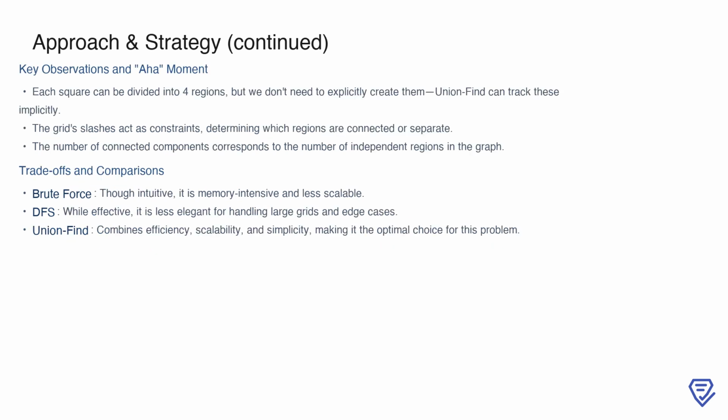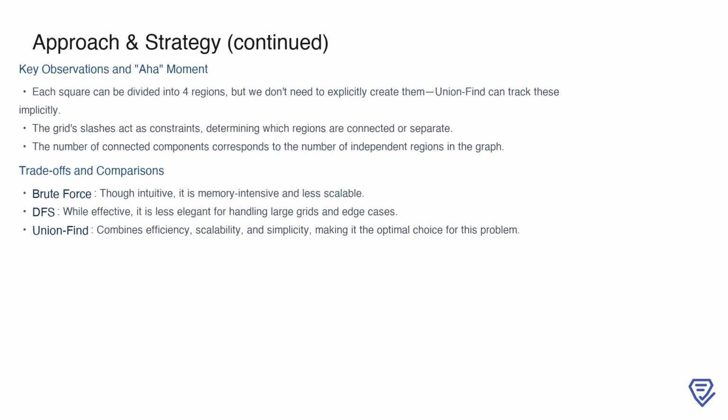The chosen strategy leverages the optimized union-find approach without explicit subdivision, as it strikes the right balance between efficiency and simplicity. One key insight is recognizing that while each square cell can theoretically be divided into 4 regions, we don't need to create these regions explicitly. Union-find allows us to track connections between regions implicitly, making the solution both memory efficient and scalable. The slashes in the grid act as constraints, determining whether regions within a cell or between adjacent cells are connected or separate. The number of connected components in the union-find structure directly corresponds to the number of independent regions in the grid.